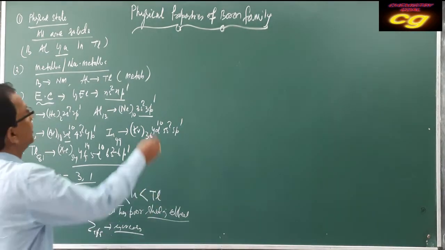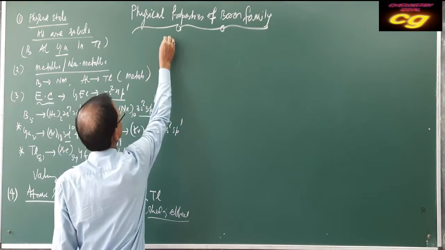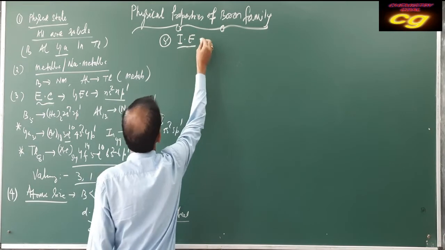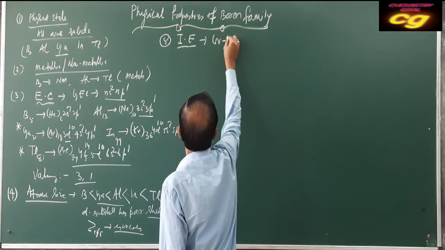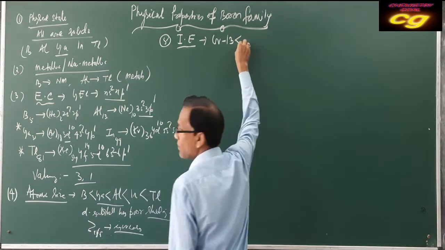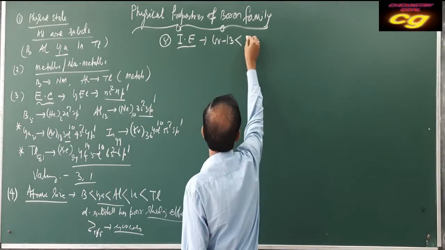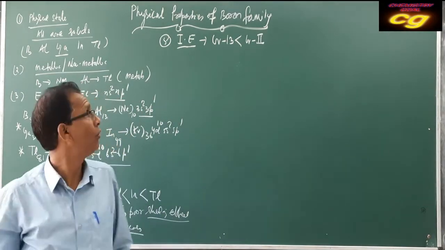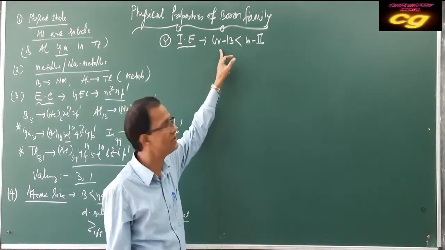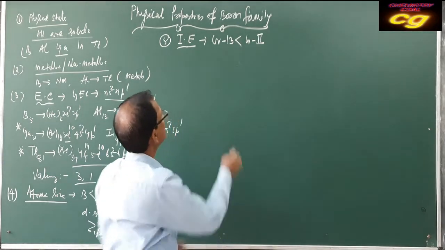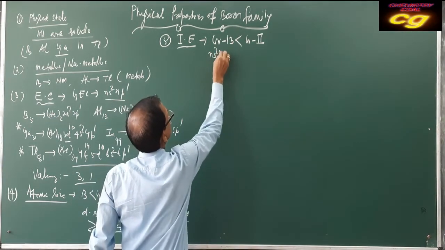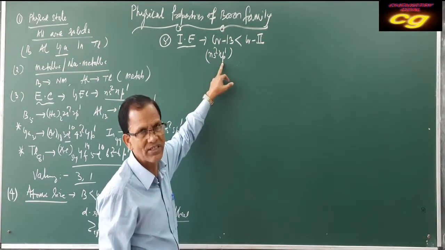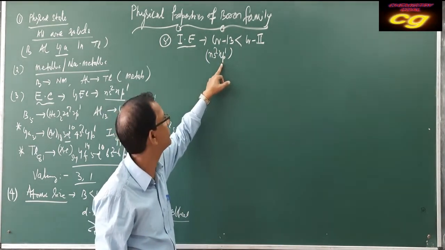Then ionization energy. If you compare, group 13 has lower ionization energy than group 2. Why? Because it has configuration ns2 np1, and the electron will be lost from p. The first ionization energy of group 13 is smaller than group 2.